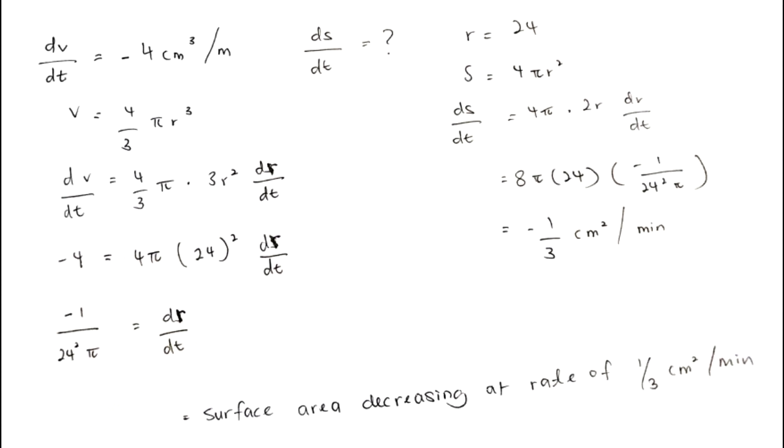The conclusion from me is the surface area is decreasing at a rate of 1/3 cm square per minute. I hope you all understand what I discussed in this topic. We will continue to the next topic. That's all from me. Thank you.